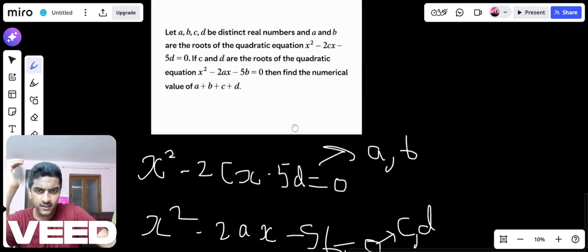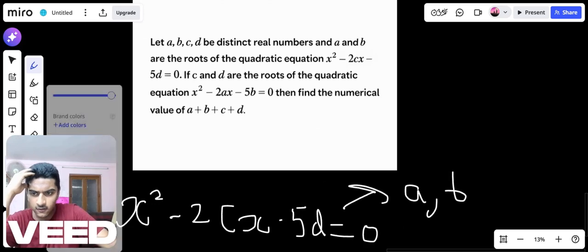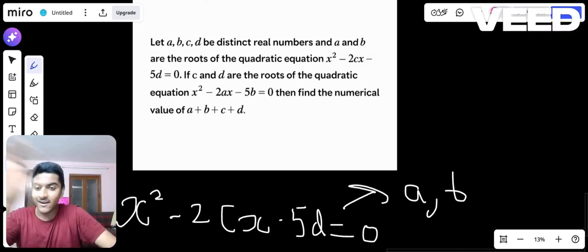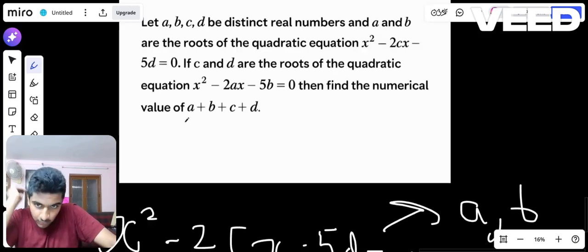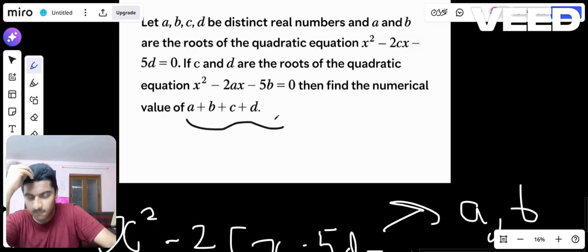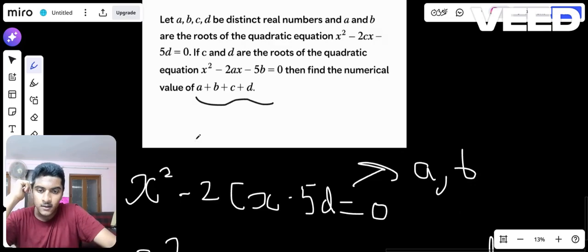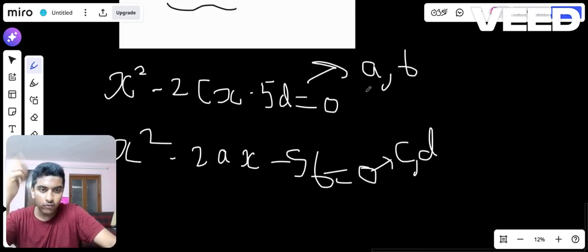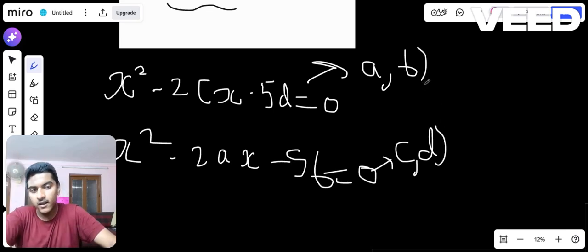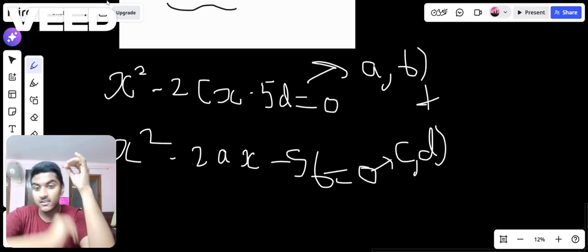Now let's concentrate on what we actually have to find, right? If you're a human and have any bit of common sense, or at least appreciate beauty in something primitive, the moment you see a plus b and c plus d, doesn't it automatically hit your mind that you can find a plus b from here and c plus d from here, and then add them up? Just tell me, isn't this very obvious?